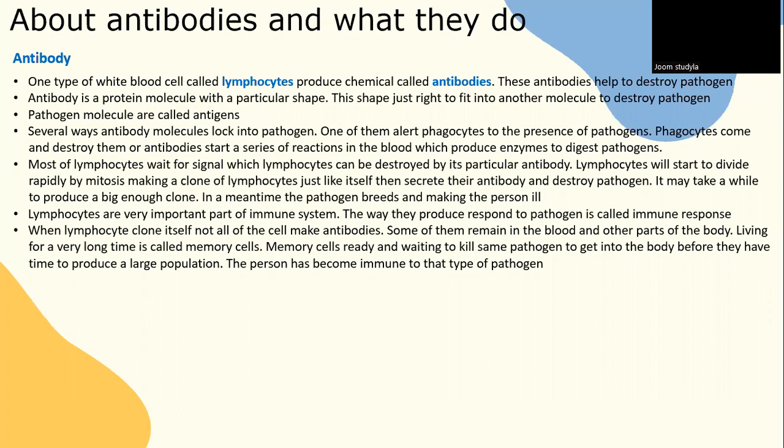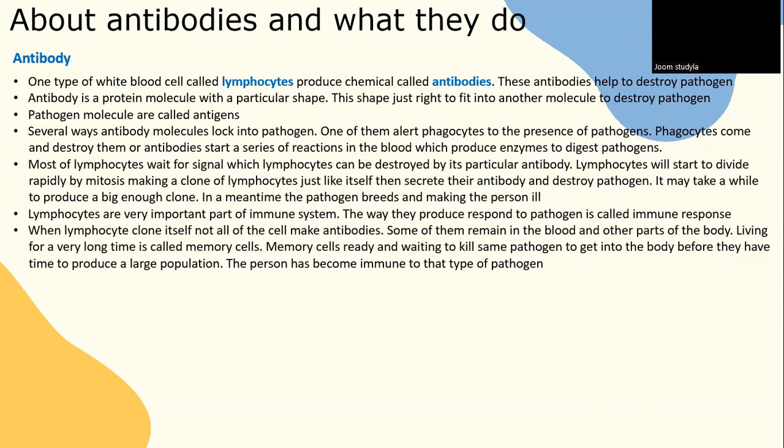Pathogen molecules are called antigens. There are several ways antibody molecules lock onto pathogens. One of them is by alerting phagocytes to the presence of the pathogen. Phagocytes come and destroy them, or antibodies start a series of reactions in the blood which produce enzymes to digest pathogens. So most lymphocytes wait for a signal, which tells them which lymphocyte can be destroyed by its particular antibody.